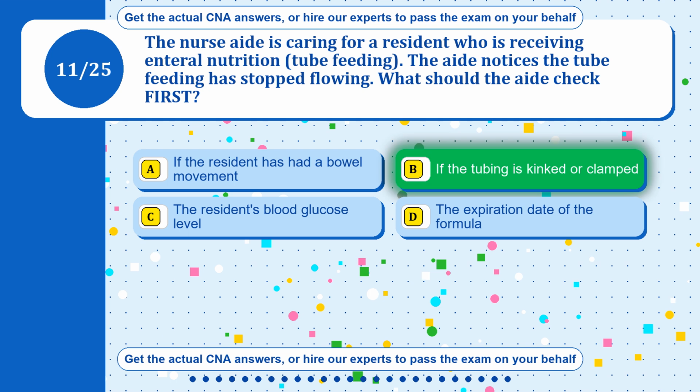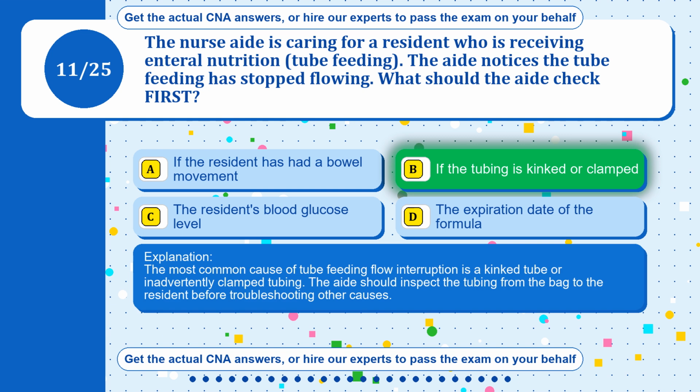The correct answer is option B, if the tubing is kinked or clamped. The most common cause of tube feeding flow interruption is a kinked tube or inadvertently clamped tubing. The aide should inspect the tubing from the bag to the resident before troubleshooting other causes.